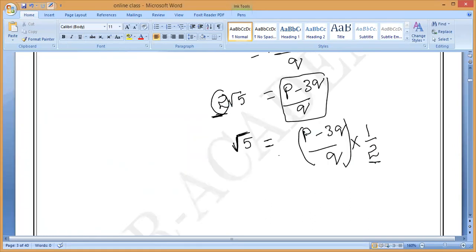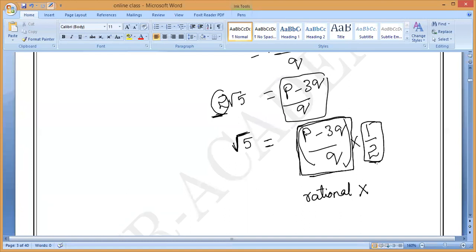Next step, tell me. Is P minus 3Q by Q rational or irrational? Rational. A rational number multiplied or divided with 2 will become a rational number; 1 by 2 is also rational. A rational number into a rational number gives a rational number only, not irrational, correct? Do you understand this one?